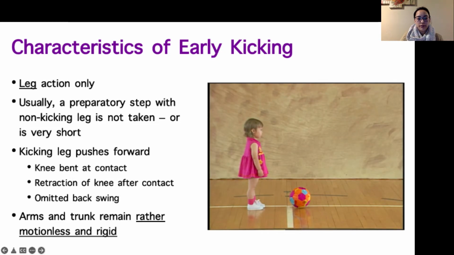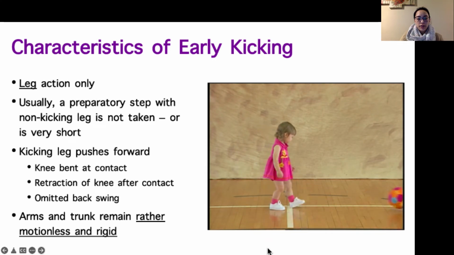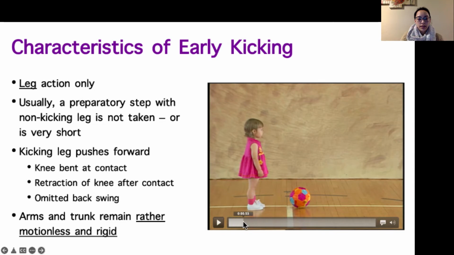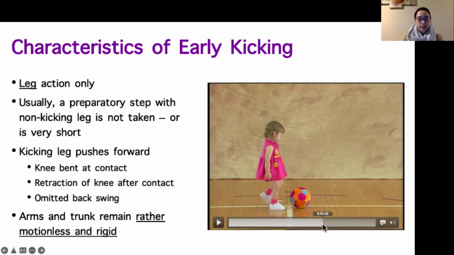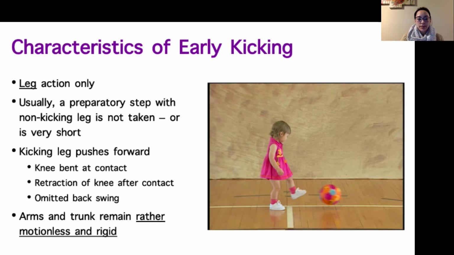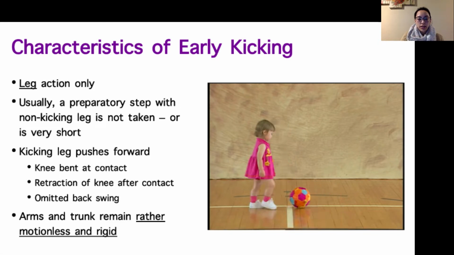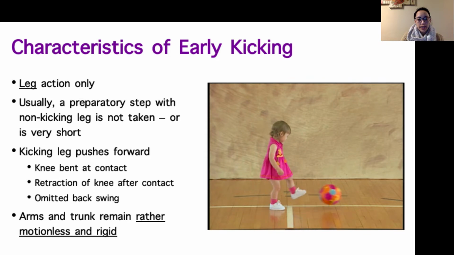So here we have a video of a little girl kicking a ball. Okay, so if we scoot through this, we can see she takes a very short step before she kicks. But when she meets the ball, there's not really a whole lot happening between her arms and her trunk, and she has a bent knee at contact.